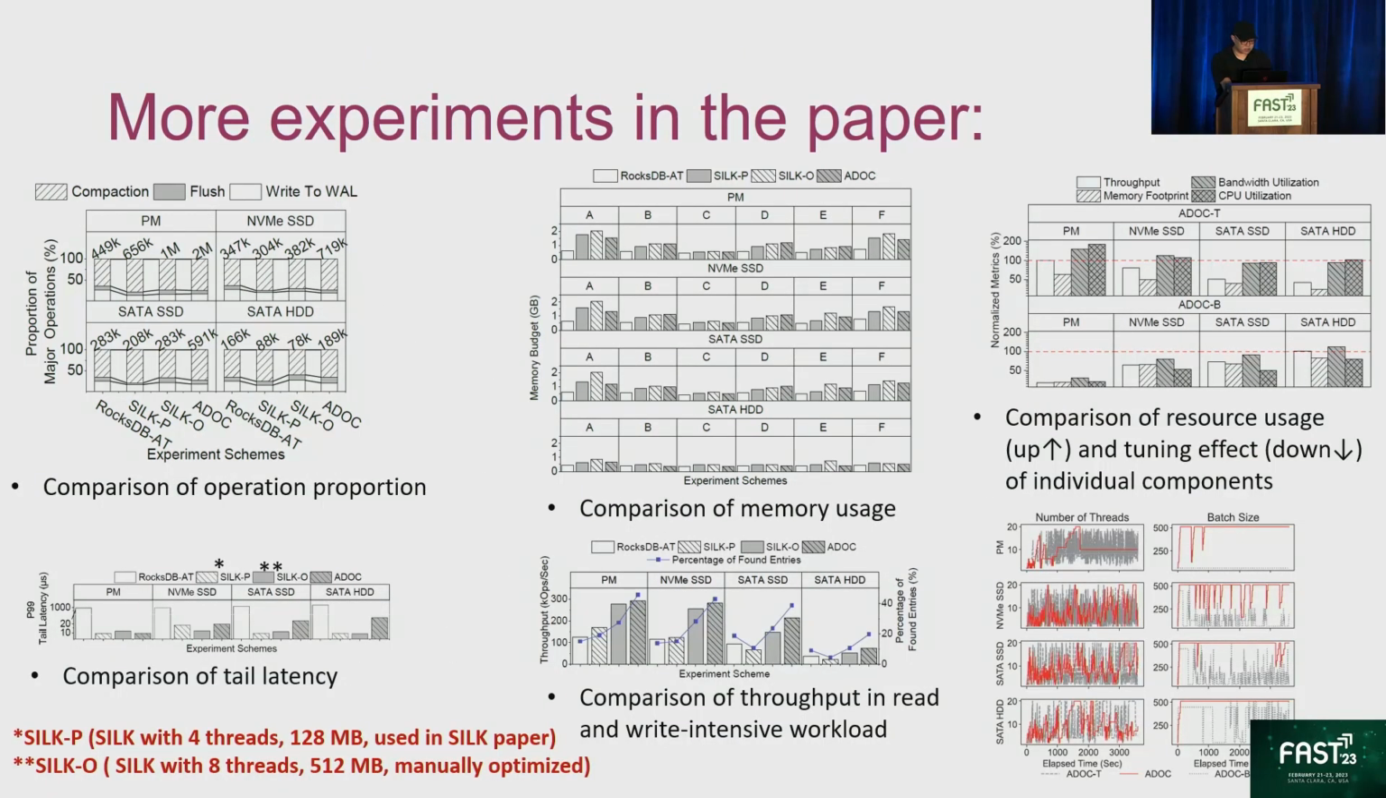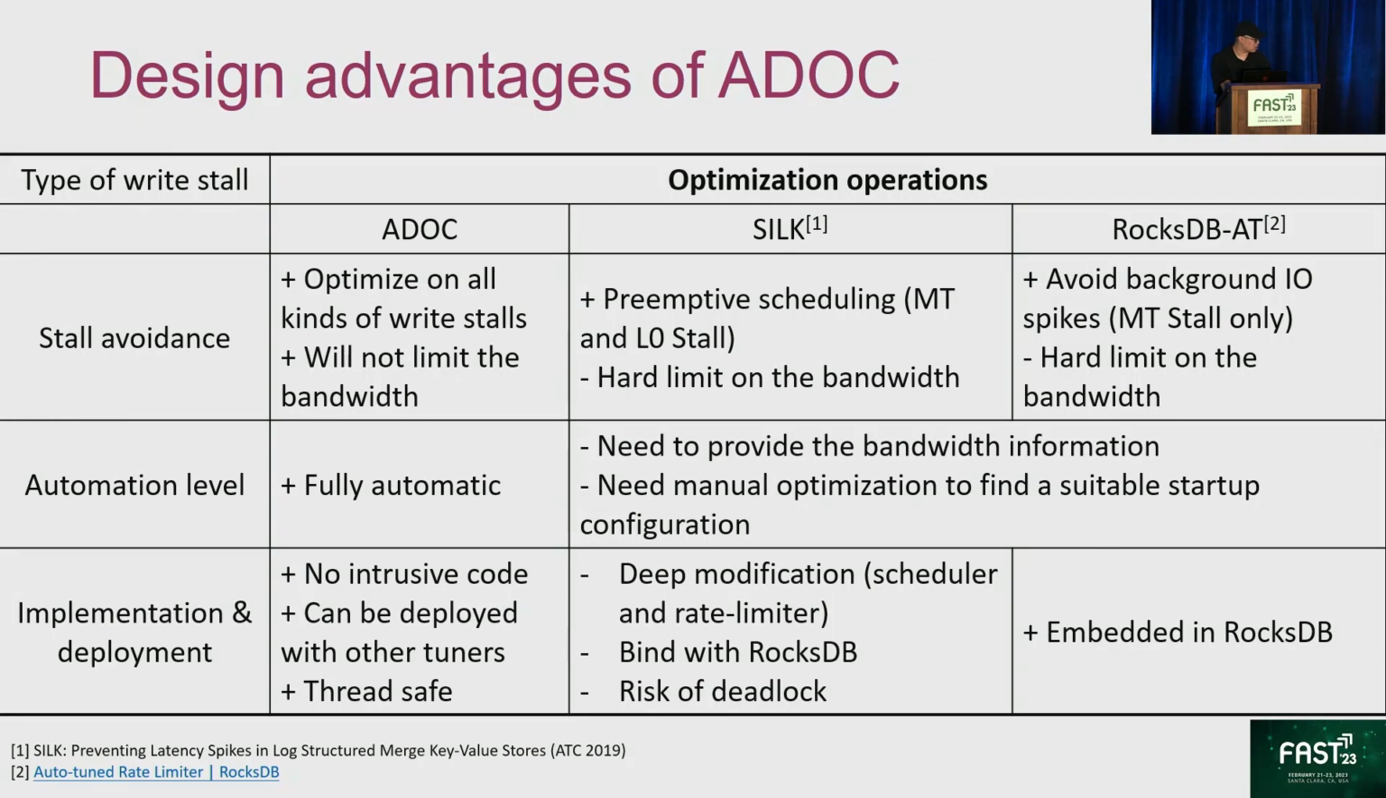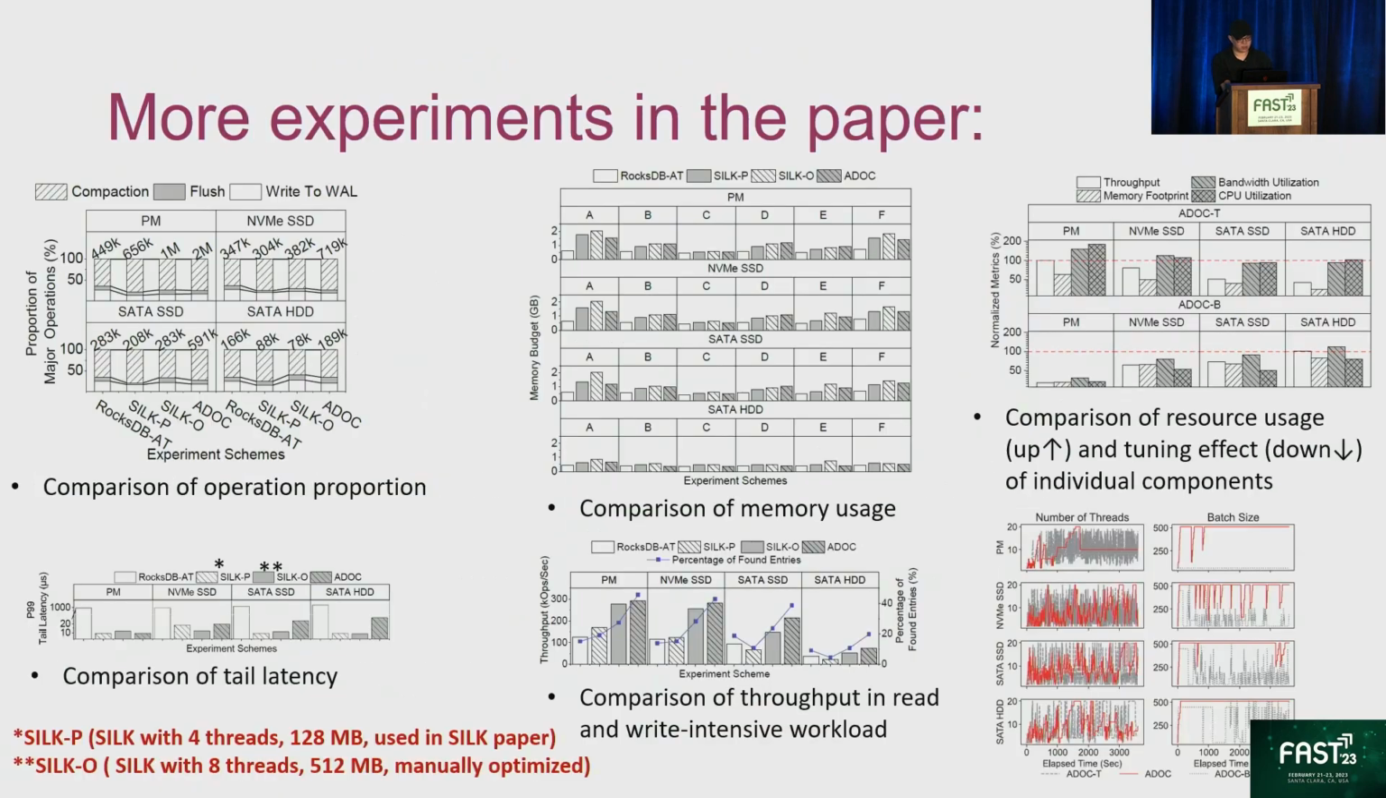So just as we mentioned, SILK needs some manual optimization. So there are two schemes, named SILK-P and SILK-O, referring to the configuration used in the paper and the manually optimized one, respectively. There are many experiment results shown in the paper. We have to pick the most important ones to present here. Please refer to the paper if you are interested.